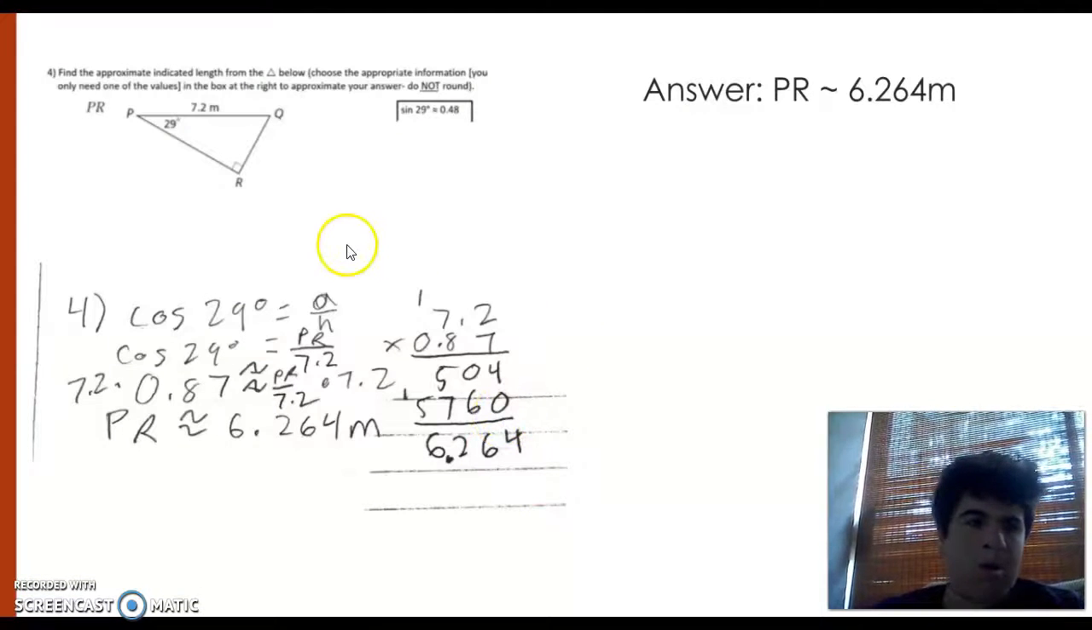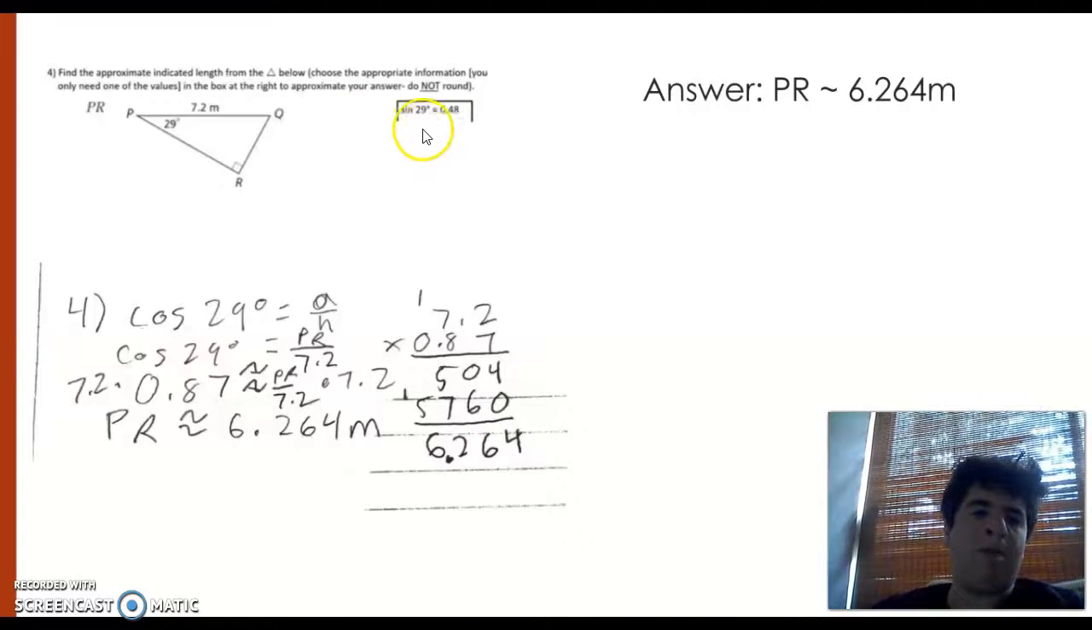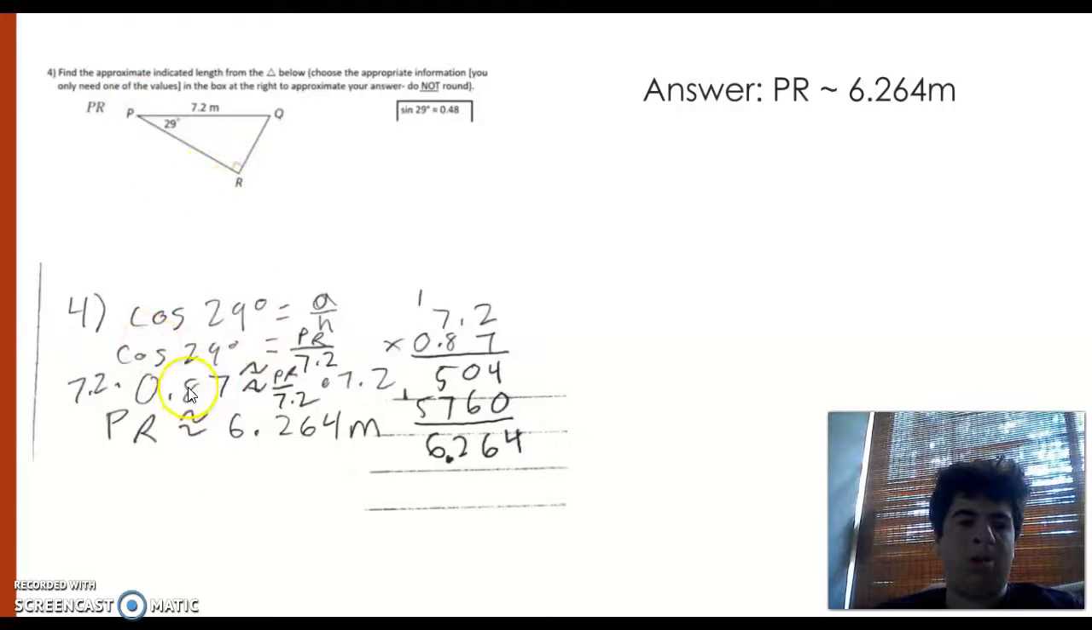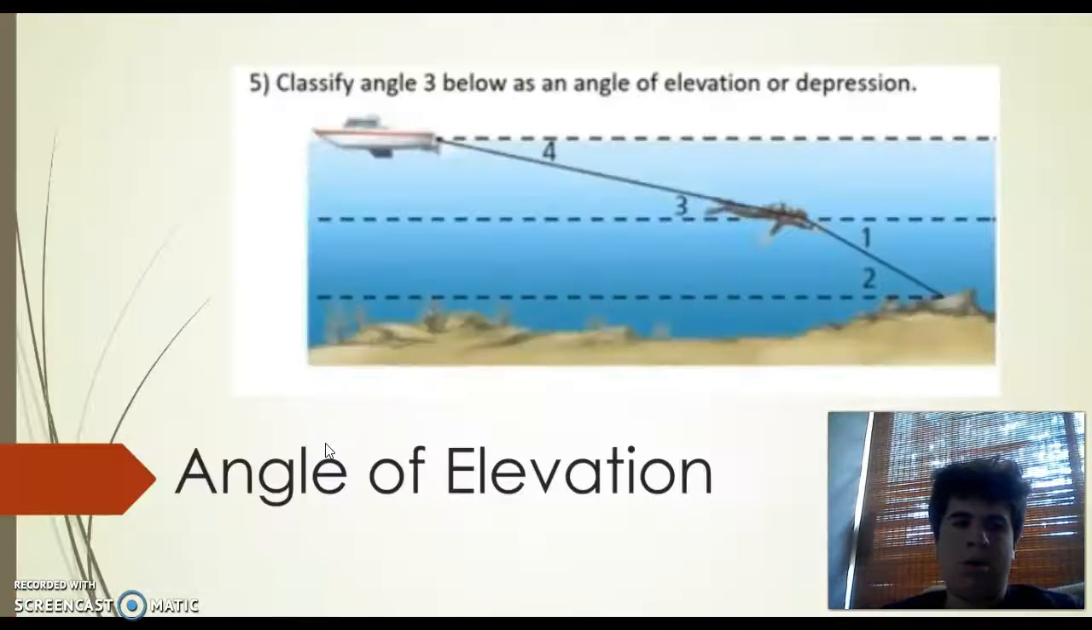Number 4. Let's find the approximate indicated length of the triangle below. It cut off right here, but it says cosine 29 is about 0.87. Cosines are adjacent over hypotenuse. And cosine 29 degrees would be PR over 7.2, PR being adjacent. Then I plugged in cosine 29 degrees. 7.2 times 0.87. If you multiply 7.2 on both sides, PR is about 6.264 meters.